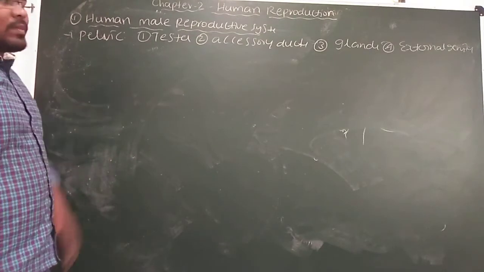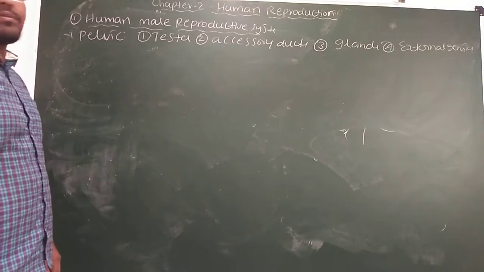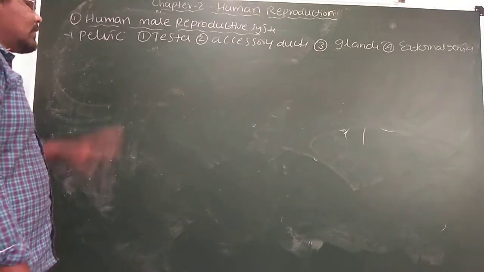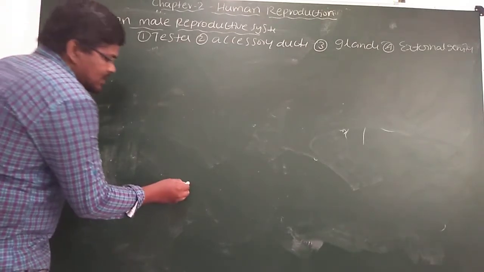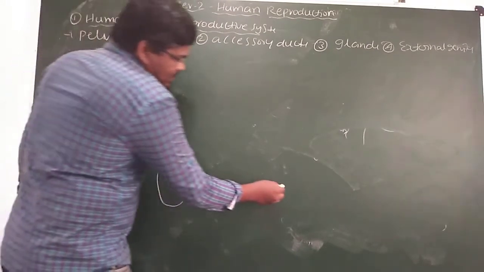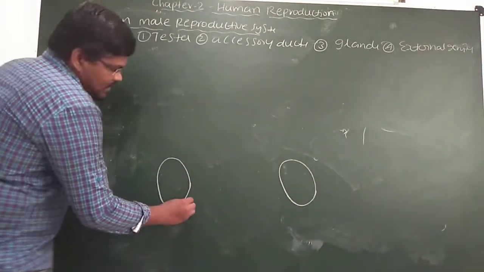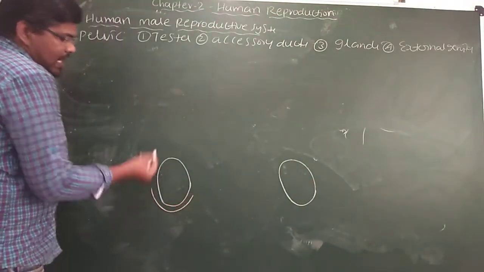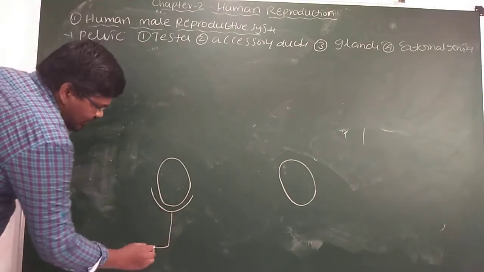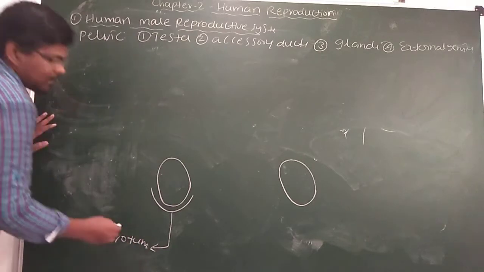Next we have to discuss one by one. First we have to discuss testis, then accessory ducts, after that glands, and finally external genitalia. First, testis. Testis is located in the extra abdominal cavity. This is the testis. The human male reproductive system contains two testes, which are located in the extra abdominal cavity called scrotum. See, this is the scrotum.